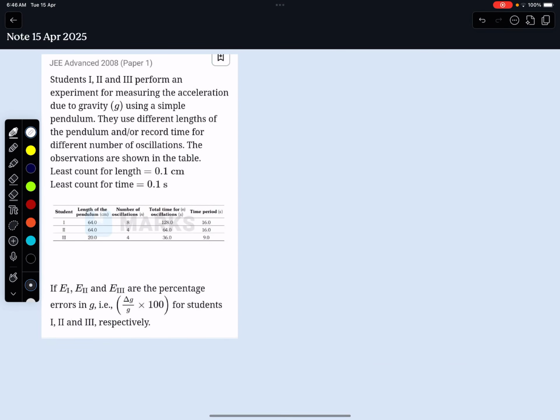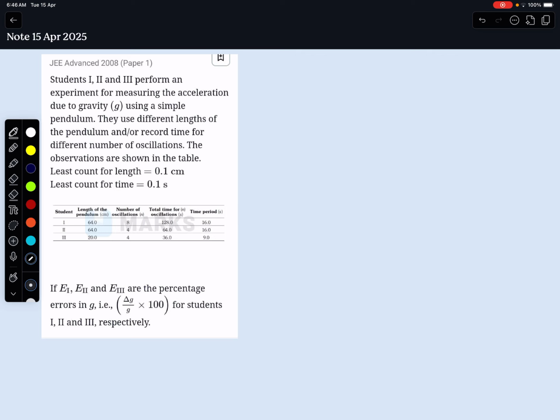See, this is a problem from IIT JEE 2008 based on errors. It's given students 1, 2 and 3 perform an experiment for measuring acceleration due to gravity using simple pendulum. They use different lengths of pendulum and record time for different number of oscillations. The observations are shown in the table.